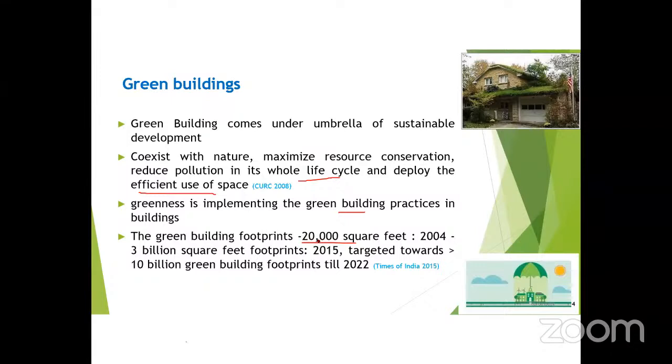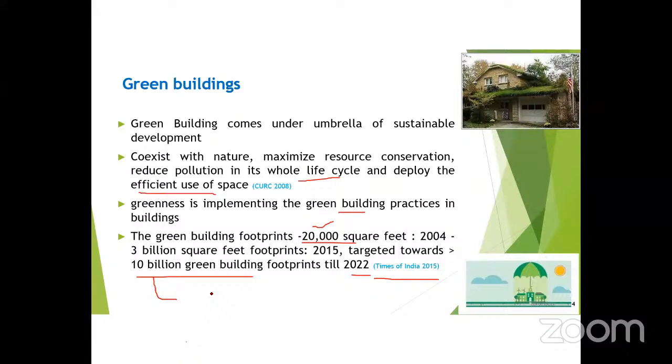Firstly, there was an MOU with LEED, the rating system used in the USA, and a collaboration till 2017, and that is the first green building with 2,000 square feet of green footprint. And the Times of India predicted that till 2022, there would be 10 billion square feet of green building footprint. Now, if you see the statistics, 15 billion green building footprints are there till the month of March 2022.